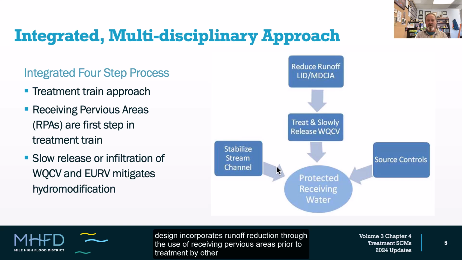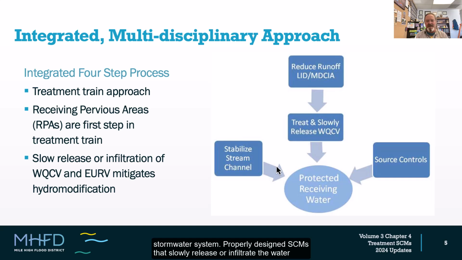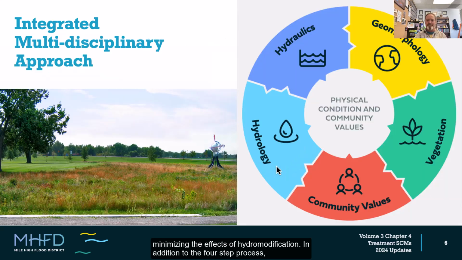Good design incorporates runoff reduction through the use of receiving pervious areas prior to treatment by other types of SCMs, and source controls in watersheds are always important for managing pollutant loads to the stormwater system. Properly designed SCMs that slowly release or infiltrate the water quality capture volume and excess urban runoff volume provide benefits for stream stability by minimizing the effects of hydromodification.